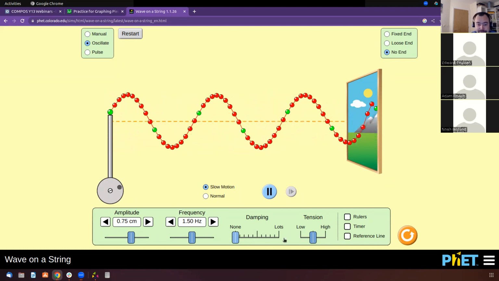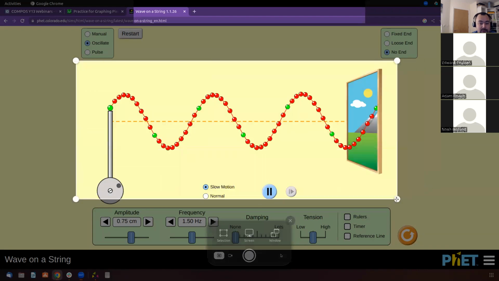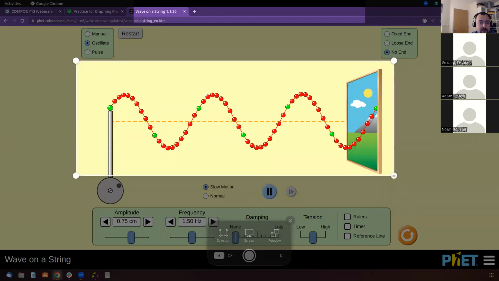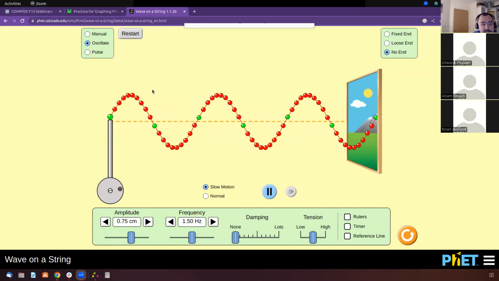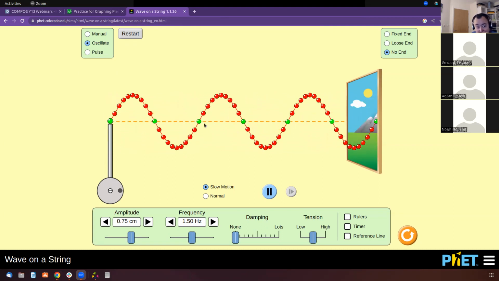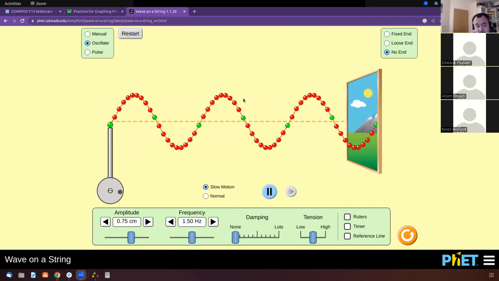So this is a wave. You can see that the points are moving up and down, but the peak of the wave is traveling to the right. It is important to note that the points themselves do not move horizontally. Look at the green dot. The green dot simply moves up and down. The rope stays where it is. It's just the wave that is traveling along.